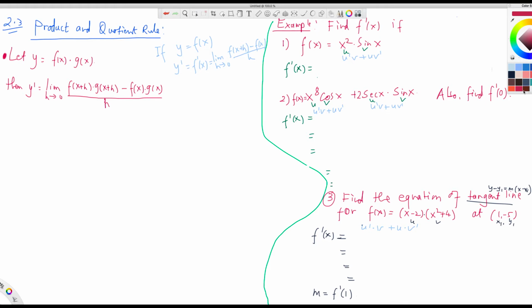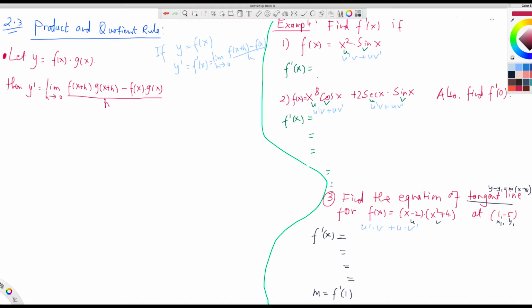In this video, we are going to talk about section 2.3 from the book, which is about the product and the quotient rule. Also, we'll talk about the higher order derivative. So in the last video, we talked about the derivative rule or the differentiation rule.